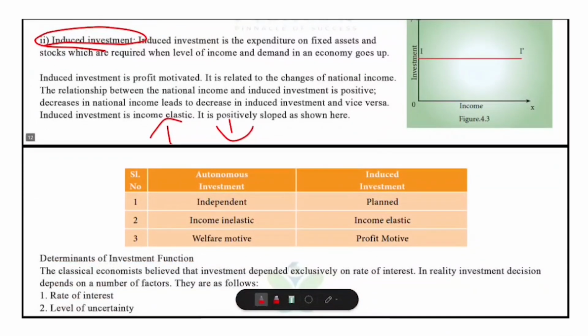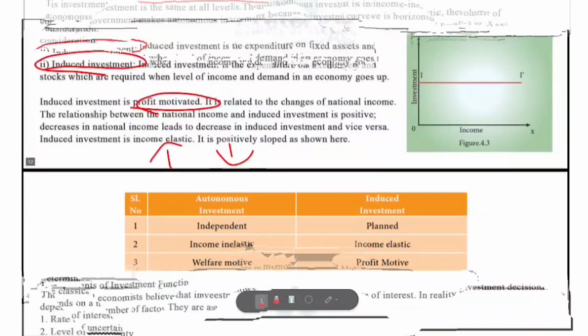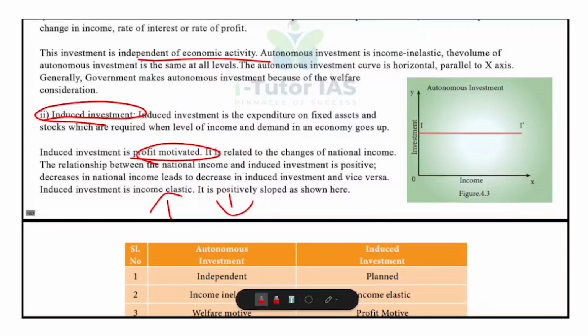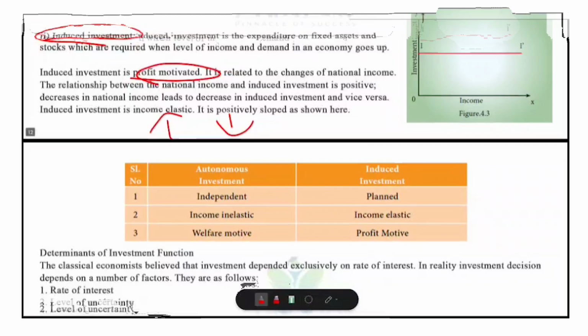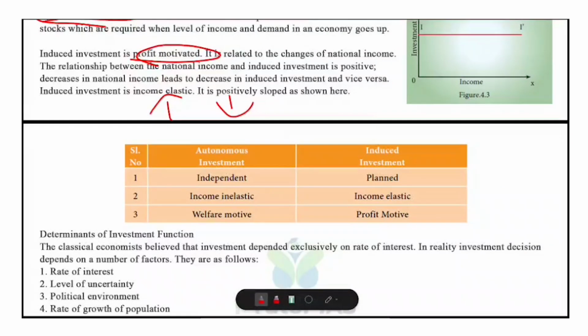What are the characteristics of induced investment? Yes, they are profit motivated. That means it depends on expected returns. Then it is income elastic. Autonomous investment was income inelastic and this is income elastic. That means it changes when income changes. Then they are mostly made by private investors and entrepreneurs. It is also positively sloped in investment income diagram.